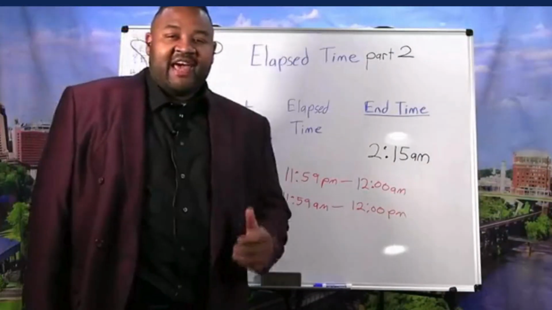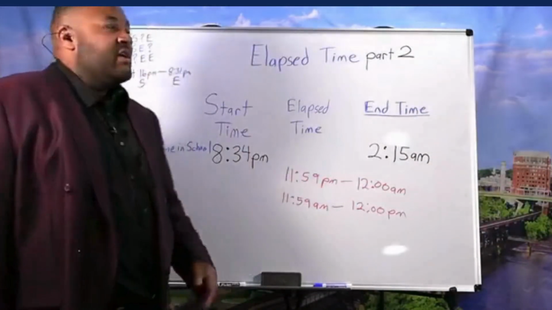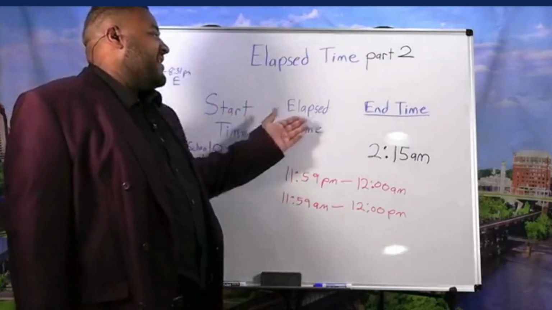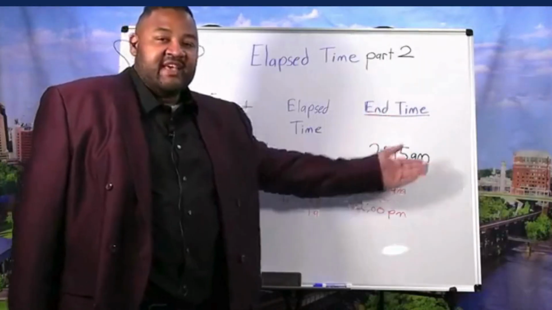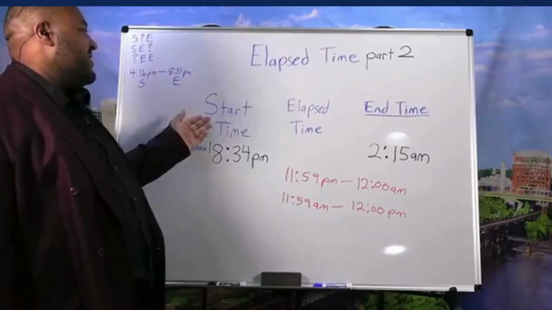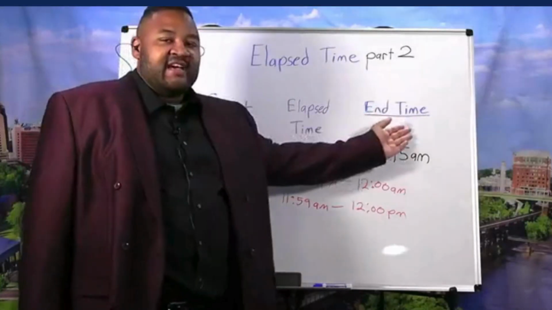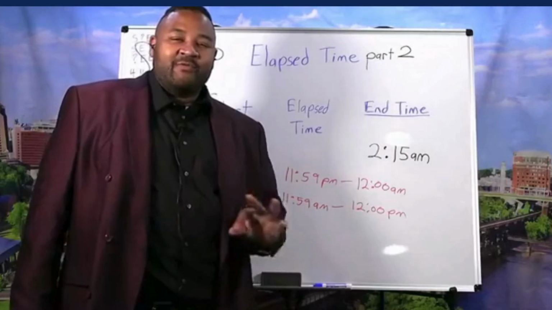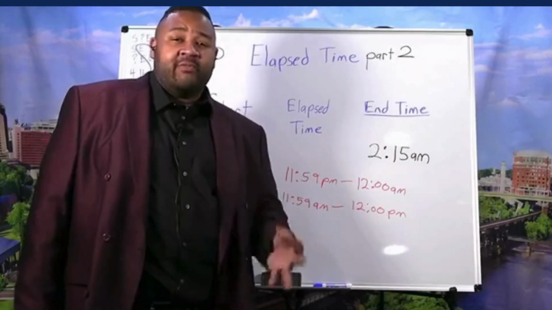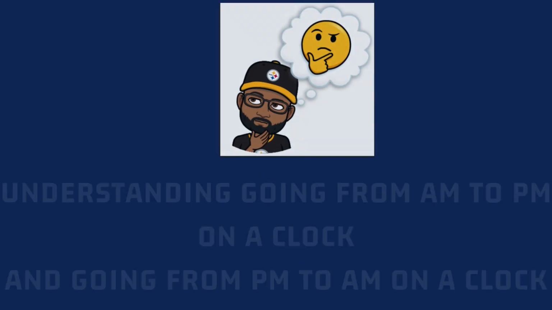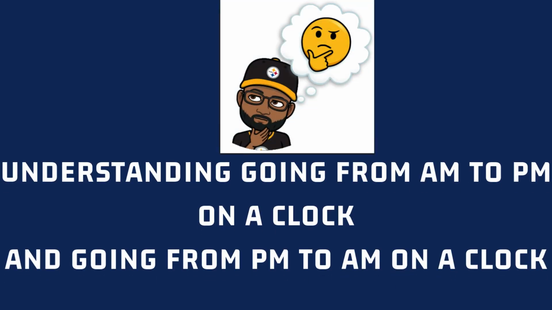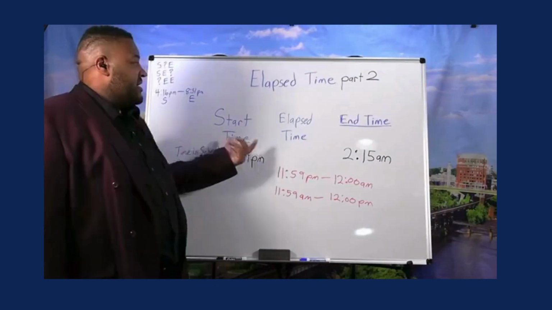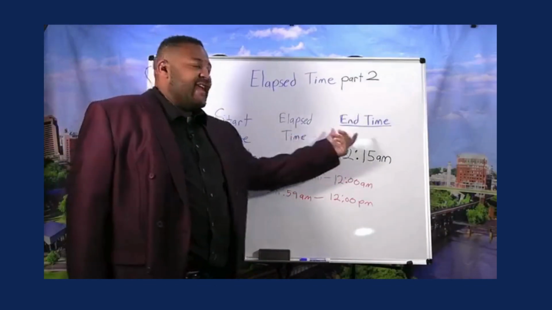Anytime we talk about elapsed time, understand this for me. We have a start time, elapsed time, and an end time. Once again, we have a start time, elapsed time, and an end time. That's the key thing we need to make sure we have. This is our vocabulary for elapsed time: a start time, an elapsed time, and an end time.